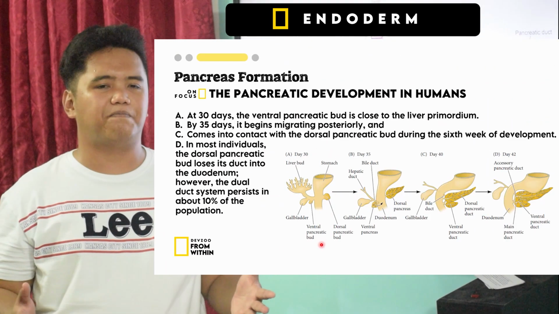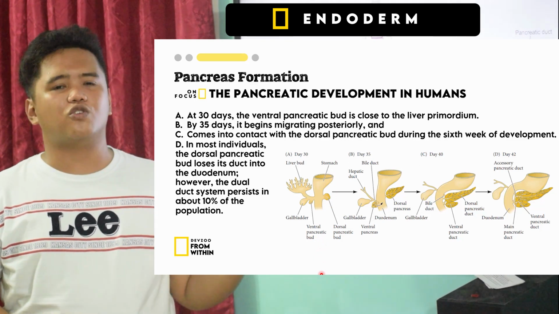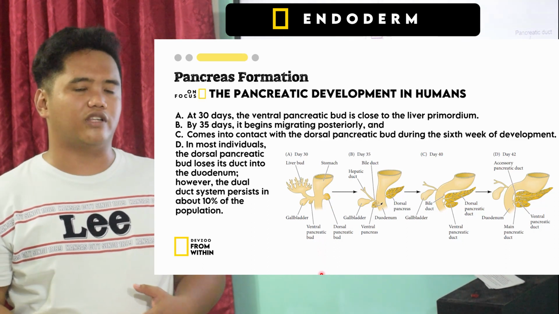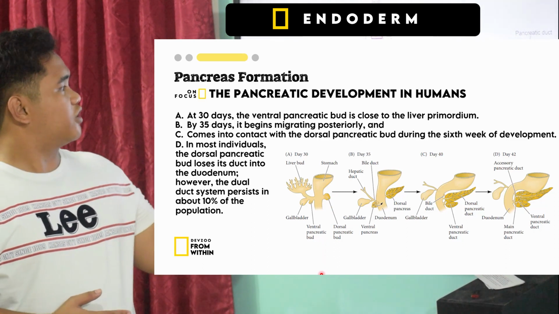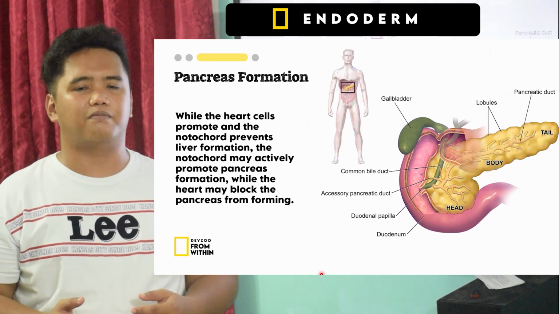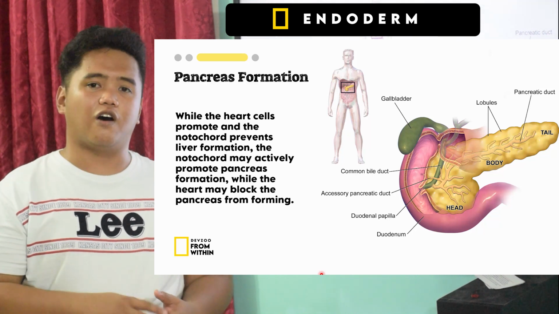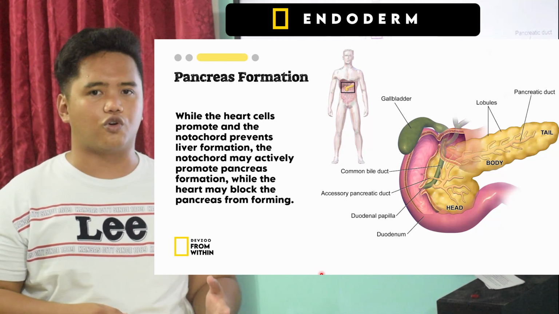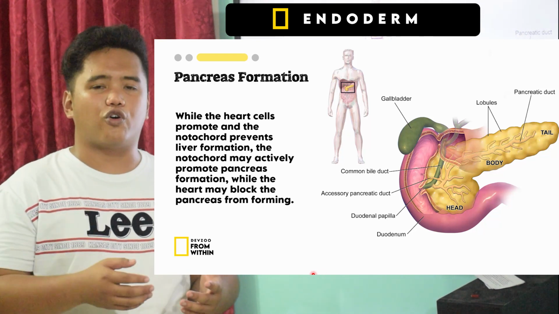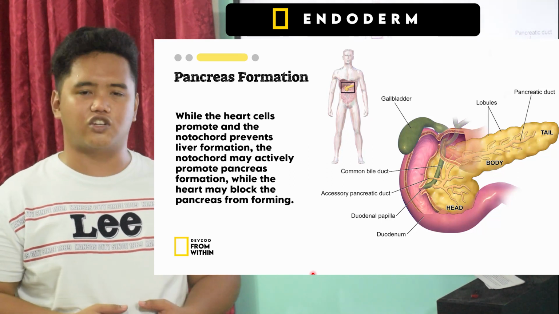Let's talk about the pancreas formation. While the heart cells promote and the notochord prevents the formation of the liver, in the case of pancreas formation, it is the opposite. So the notochord actively promotes the formation of the pancreas while it is prevented by the presence of the heart. So why is that? It is because in the presence of the notochord in the region where the pancreas will form, the notochord represses the expression of the SHH or the sonic hedgehog protein.